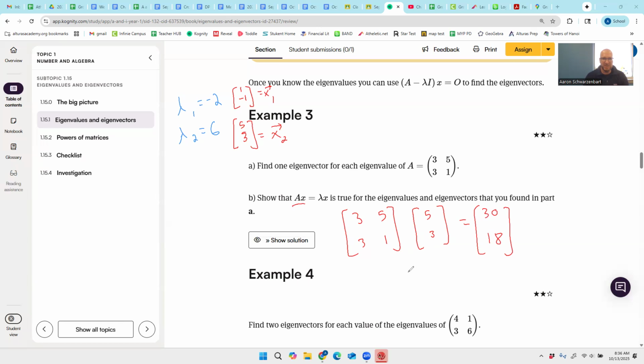Now let's do the lambda x side. The lambda x side is easy. That's just multiplying by a scalar. That makes sense?